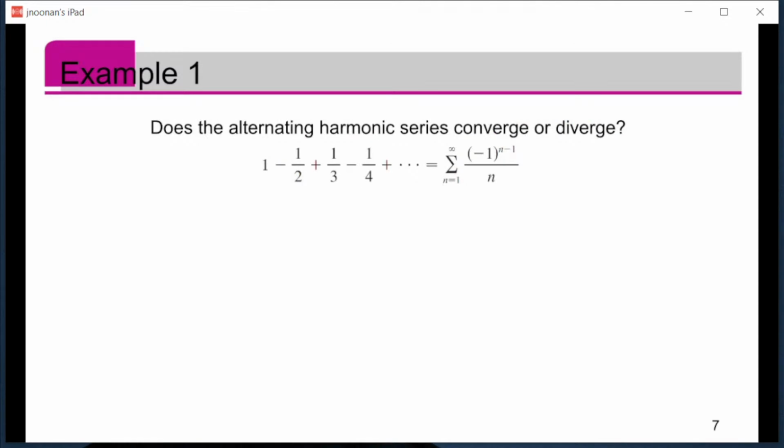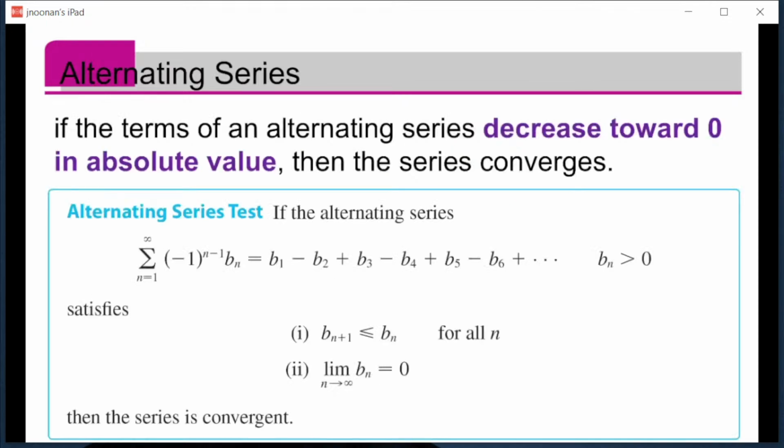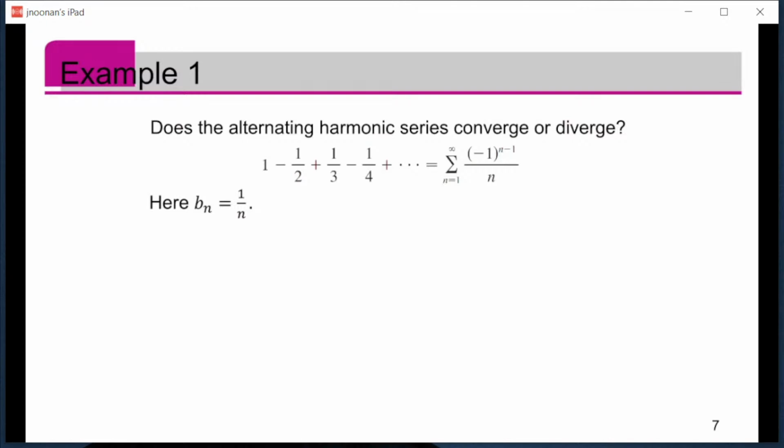So let's take a look at one of these. Does this converge or diverge? First thing to check, let me write down the b sub n. b sub n is this without the negative 1. So basically you take whatever formula you have there and write it without the negative 1 part, so get rid of the alternating thing. Let me erase these things. Okay, so b sub n is 1 over n.